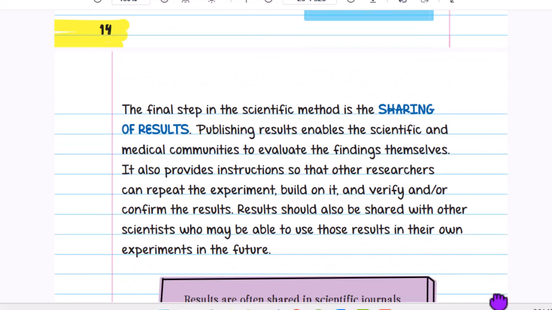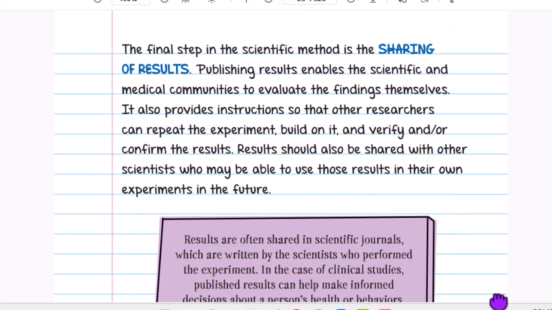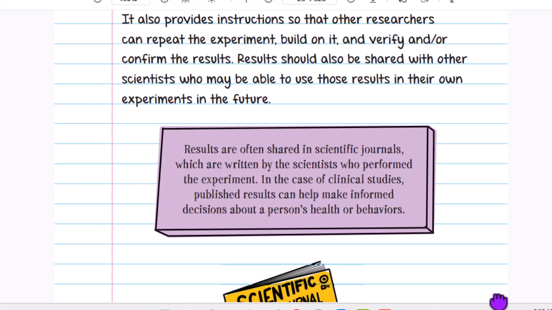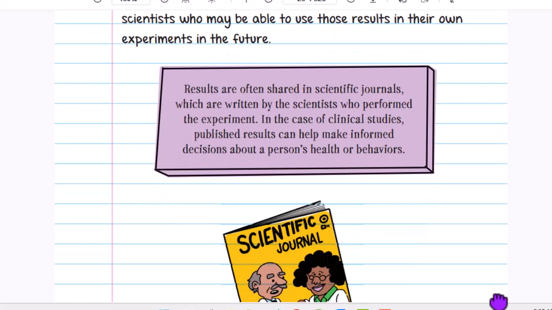The final step in the scientific method is the sharing of the results. Publishing results enables the scientific and the medical communities to evaluate the findings themselves. It also provides instructions so that other researchers can repeat the experiment, build on it, and verify or confirm results. The results should also be shared with other scientists who may be able to use those results in their own experiments in the future.